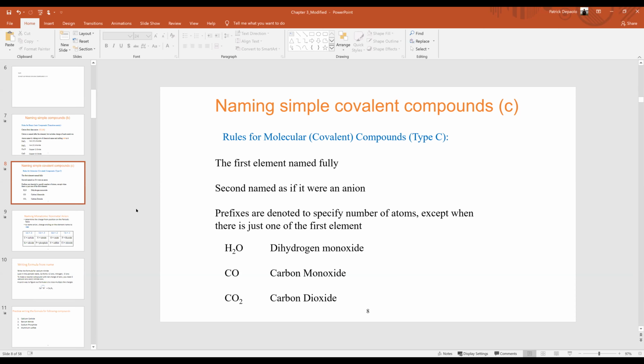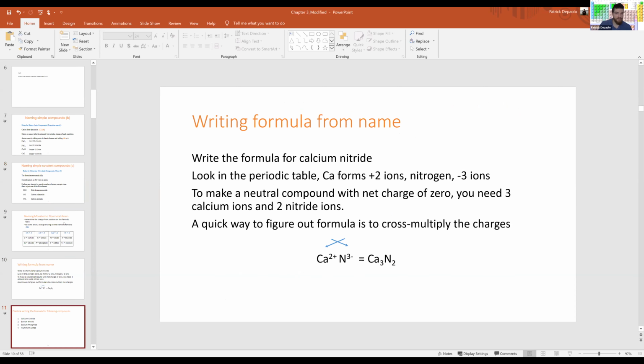You always need to put the mono on the second one though, right? Correct. For the second one, you're always going to put a prefix, whether it's mono, di, tri, etc. And we'll go over the prefixes. I think they should be here.